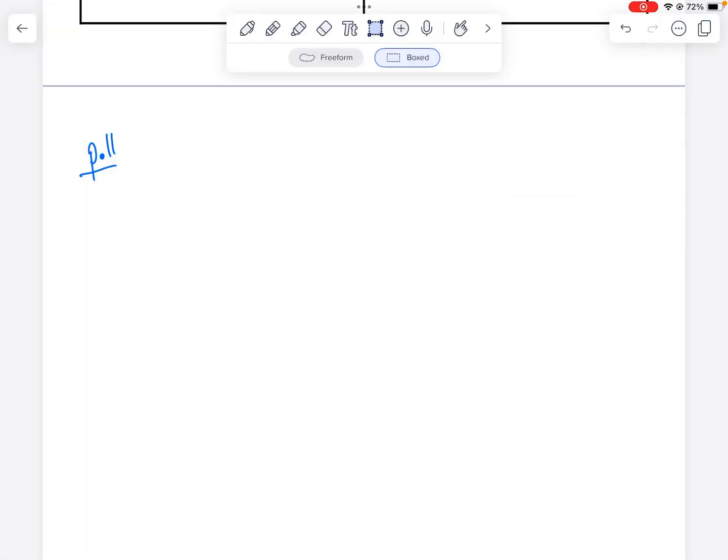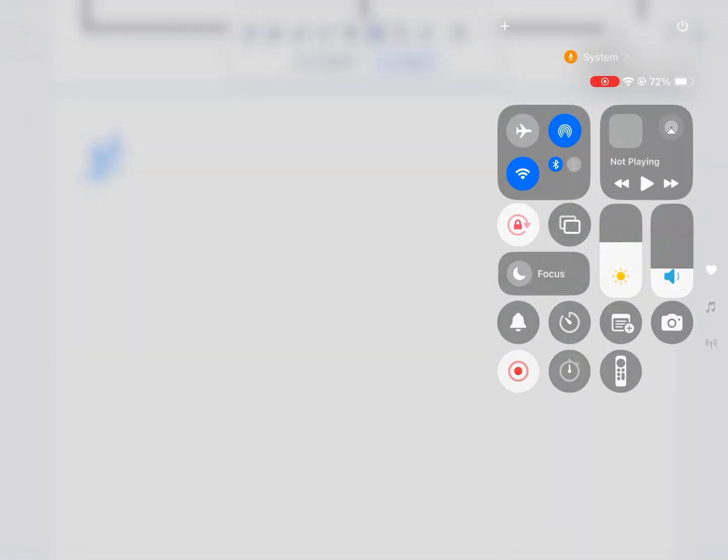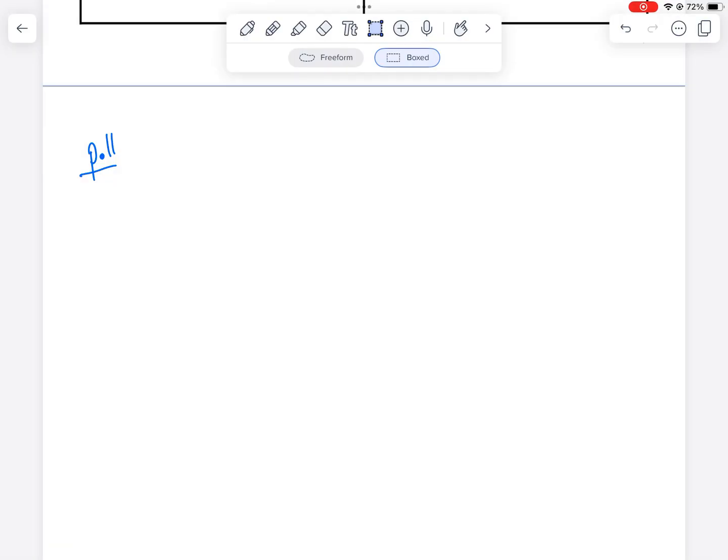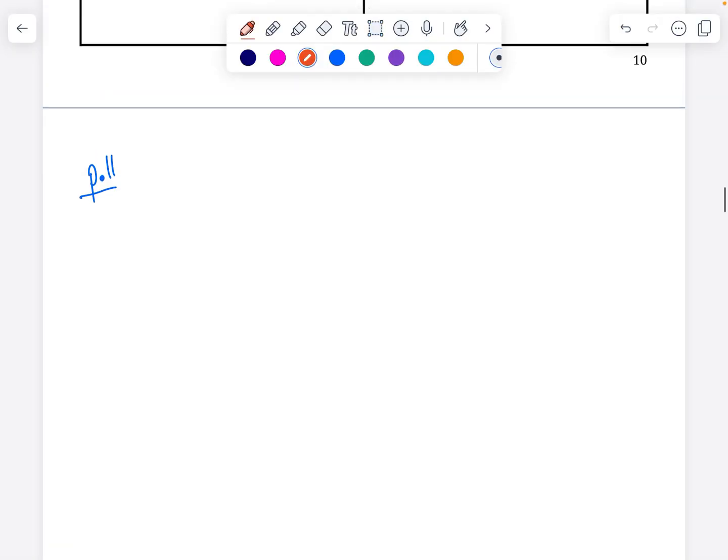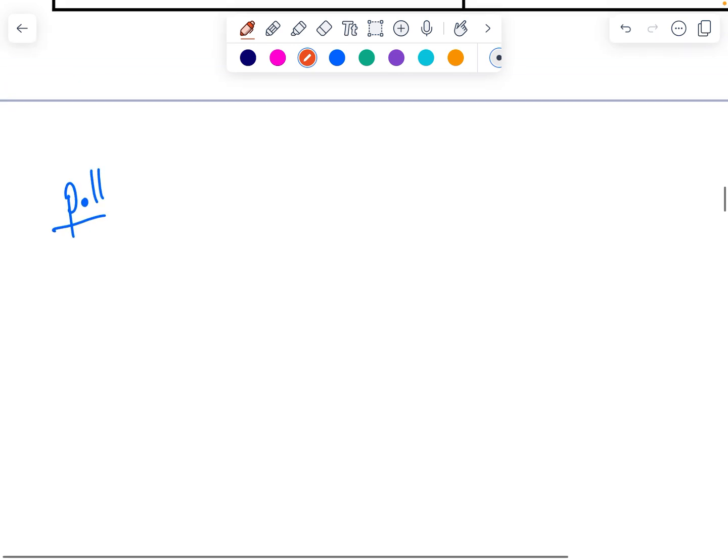Hey everybody, Mr. Covey here, and I'd like you to flip to page 11 in your packet, and I want to talk to you a little bit today about notation, specifically recursive notation.